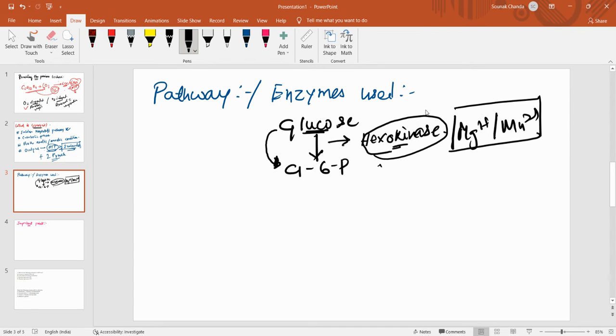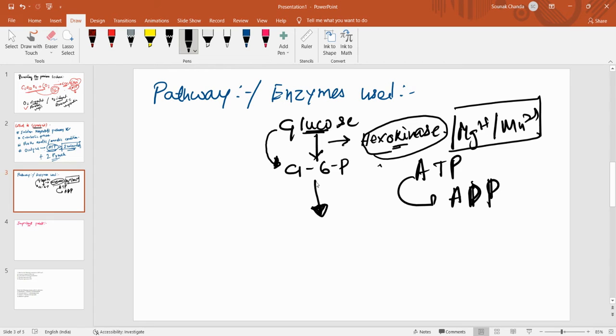And whenever there is hexokinase, this kinase refers to ATP. So at the first step, we give ATP externally, where this ATP is converted into ADP under the action of hexokinase. Wherever there is a kinase, first remember that there is an action of ATP converting to ADP. So next, this glucose will be converted to glucose 6 phosphate.